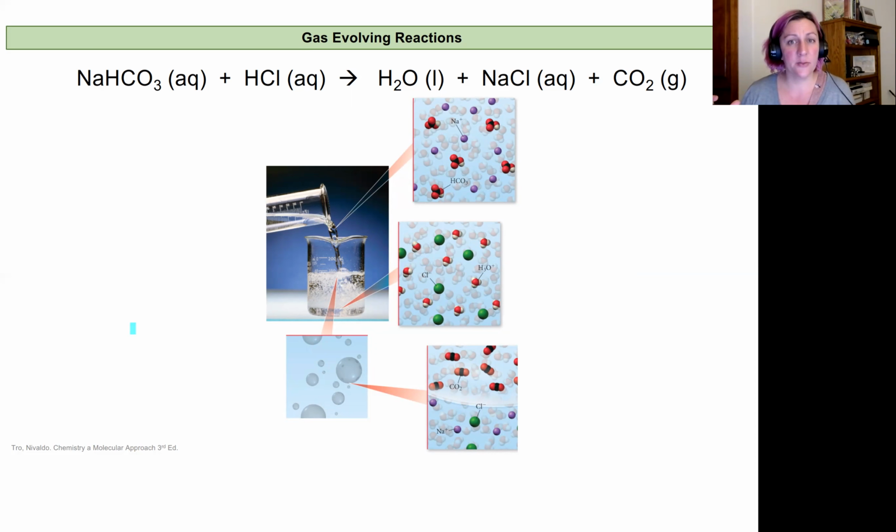And so for these ones, my expectation is that you would just identify a chemical reaction as a gas evolving reaction, either visually, you see bubbles, or if you're looking at a chemical reaction, you would identify it by seeing the gas state as a product that's not one of the reactants.